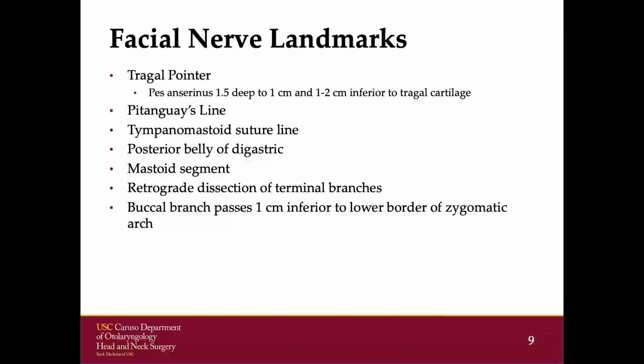Pitanguy's line refers to a line from the inferior aspect of the EAC to the lateral aspect of the lateral brow. The tympanomastoid suture line is also used, in addition to the posterior belly of the digastric, to determine the plane of the facial nerve. And in some cases, when there is a very proximal injury, the intramastoid segment can also be used, in addition to retrograde dissection of the terminal branches. And then one other landmark is the passing of the buccal branch, a centimeter inferior to the lower border of the zygomatic arch.